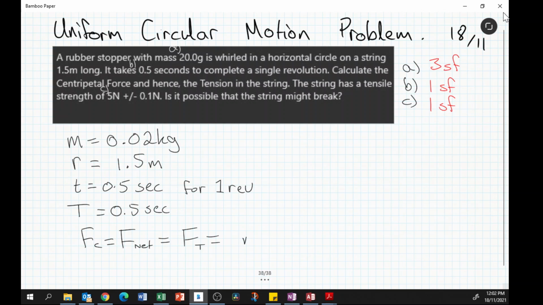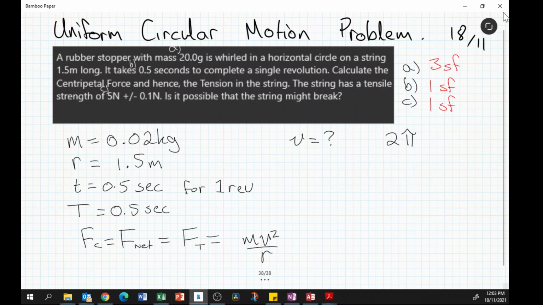Cool, yeah, so go straight to that net force formula in your data books, mv squared over r. Do we know everything there? No, what don't we know? We do not know velocity, so we're going to have to find out velocity. Velocity equals what? Do we have a formula for velocity?